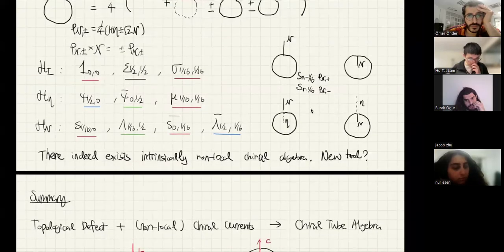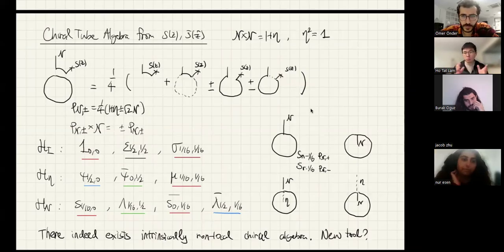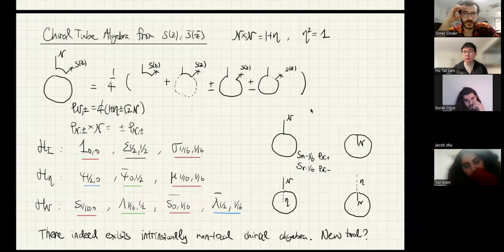So let me conclude now. As we have seen, even in the simplest 2D CFT, the Ising CFT, there exist these intrinsic non-local chiral algebras. We can use these intrinsic non-local chiral algebras to organize the spectrum, involving both the local Hilbert space and defect Hilbert space, into representations under these Chiral-2 algebras. This really suggests that there might be some new tools that can help us understand or study 2D CFTs better, because these intrinsically non-local chiral algebras greatly enhance the possibilities of Chiral-2 algebras that have been studied before.